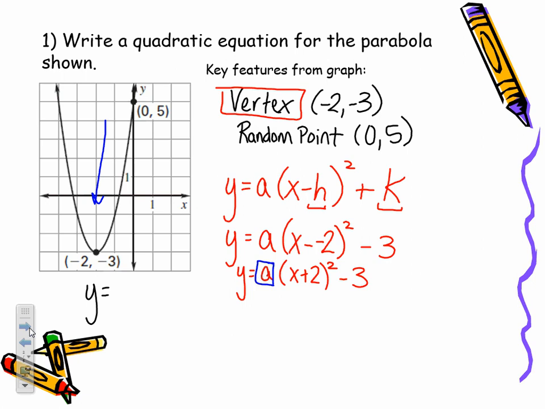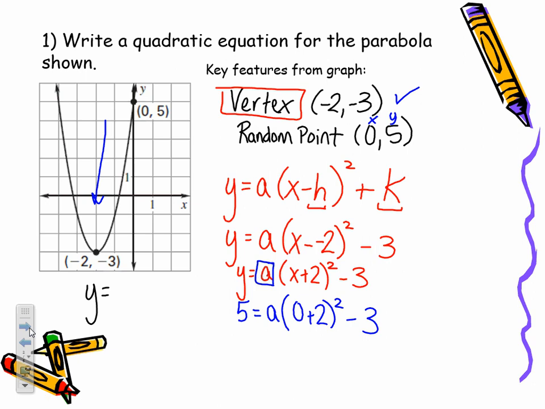So how do we do that? Well, we've used the vertex, we've already plugged it in. This random point now becomes important to us. The random point has an x and a y value that we can plug into our form that we have so far here. I'm going to plug in the y is 5, I'm going to leave the a, (x plus 2) squared minus 3. I want to plug in the y and I want to plug in the x here, so I'm going to erase my x, make that a little better. My x value is 0. So now everything's plugged in except the a. The a is something we don't know, but now we can figure it out.